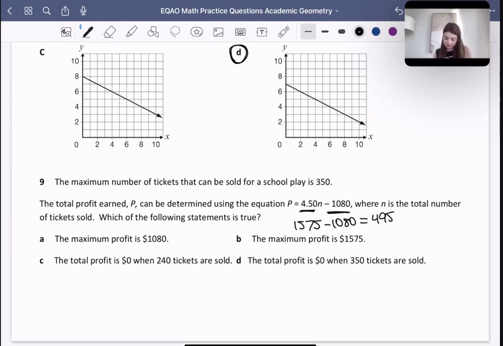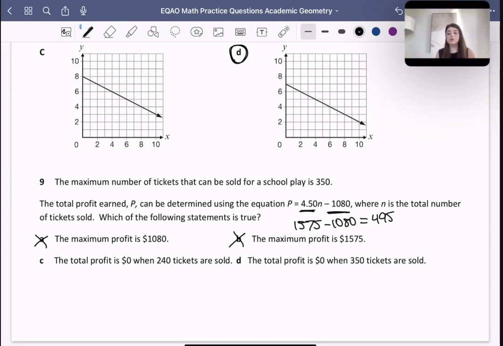Okay, so that brings us to B, and it says the maximum profit is 1,575. This is also false, because as we said before, the maximum revenue is 1,575, but the maximum profit is not. It's 495. Okay. The next one says the profit is $0 when 240 tickets are sold.